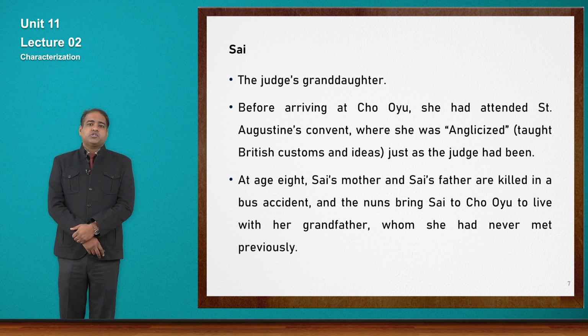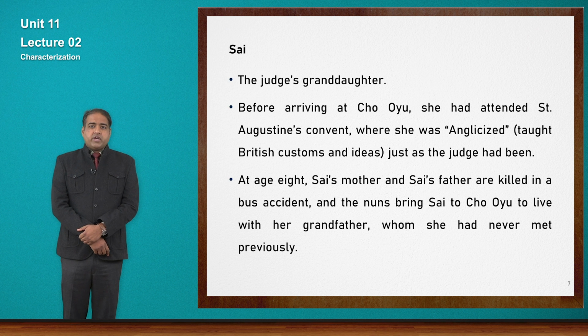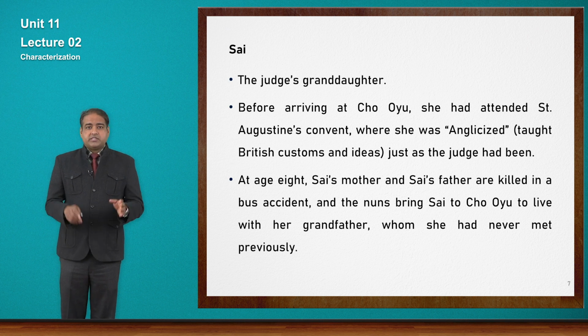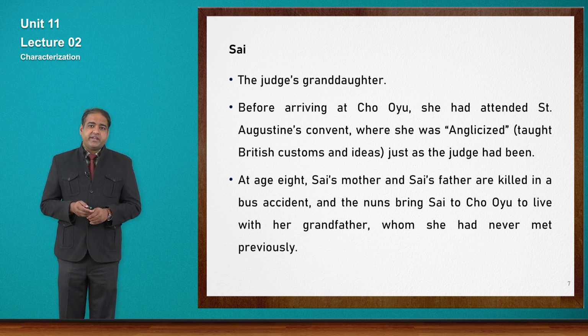Before arriving at Cho Oyu, she had attended St. Augustine's convent, where she was anglicized, taught British customs and ideas, just as the judge had been. So, the granddaughter was taught similar British customs and ideas at her school, which the judge had learnt during his stay in Cambridge.